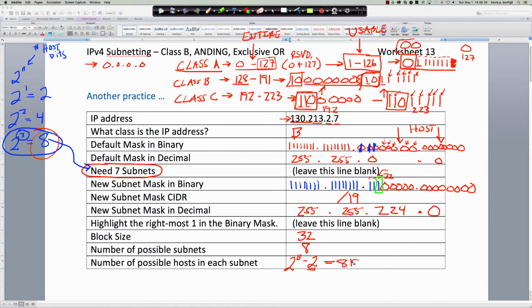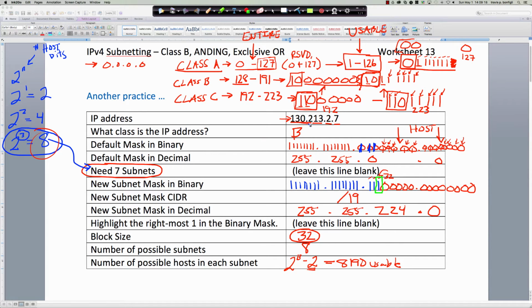And so that should give us 8190, because 2 to the 1 is 2, 4, 8, 16, 32, 64, 128, 256, 512, 1024, 2048, 4096, 8192, right? And then we subtract 2, and that gives us 8190 usable host IPs. But again, the key here is this block size, because with the block size, I can now go ahead and pull together what the individual subnet IDs are going to be.